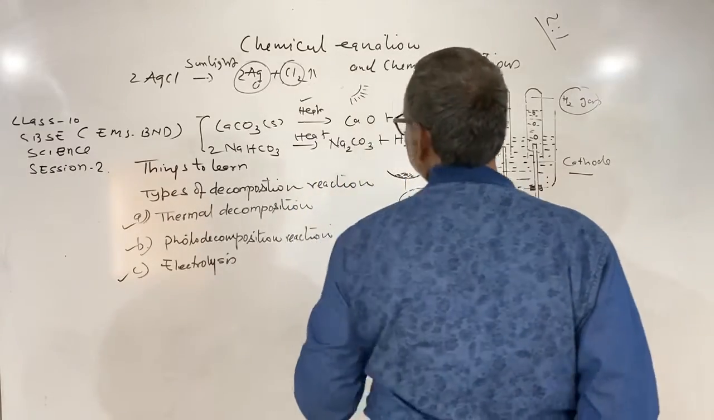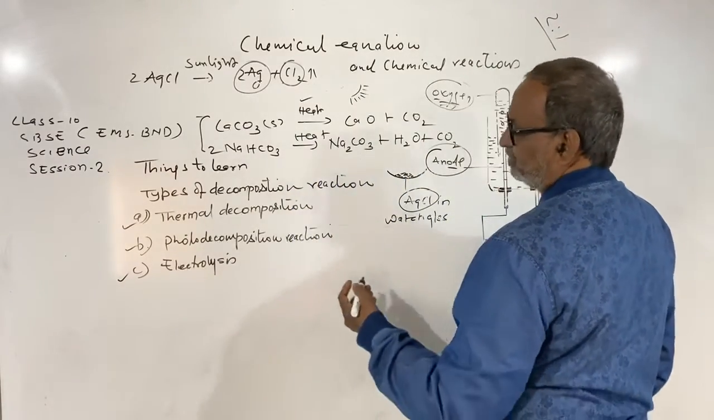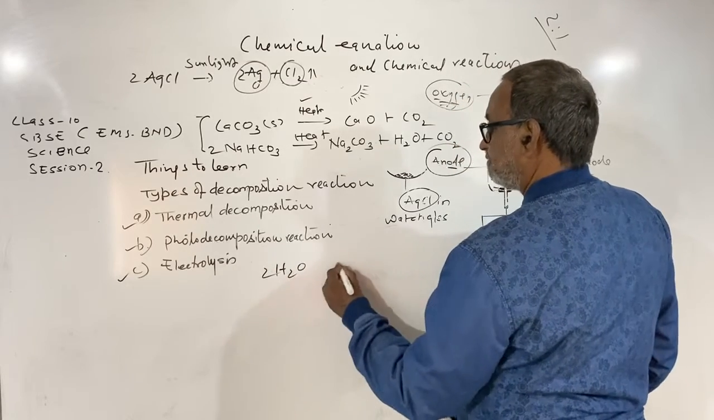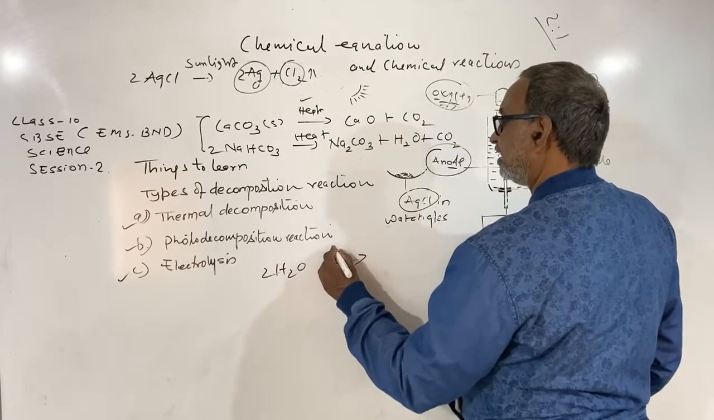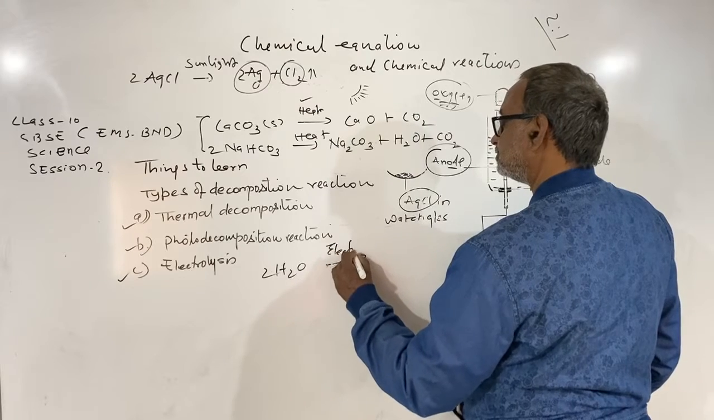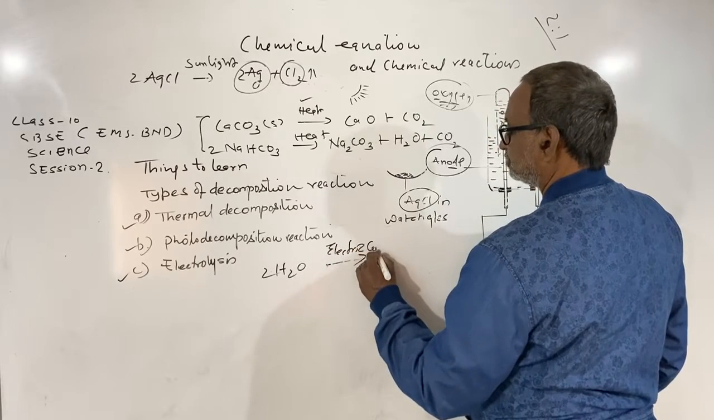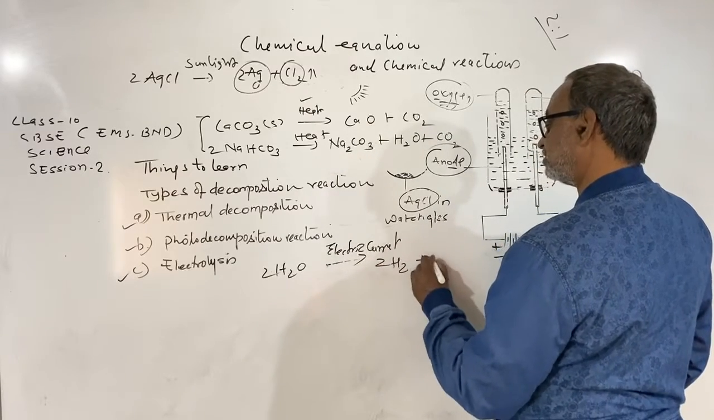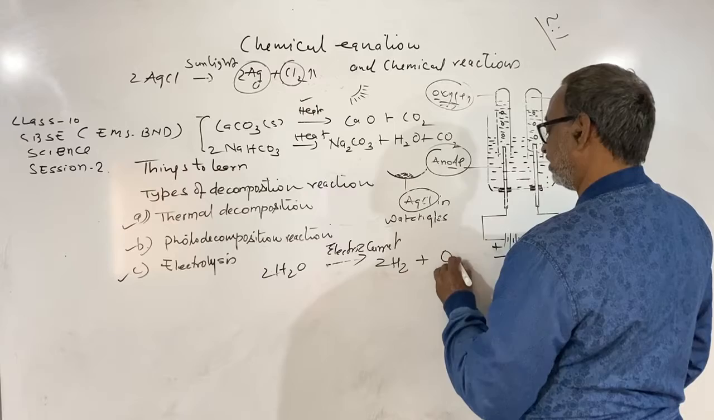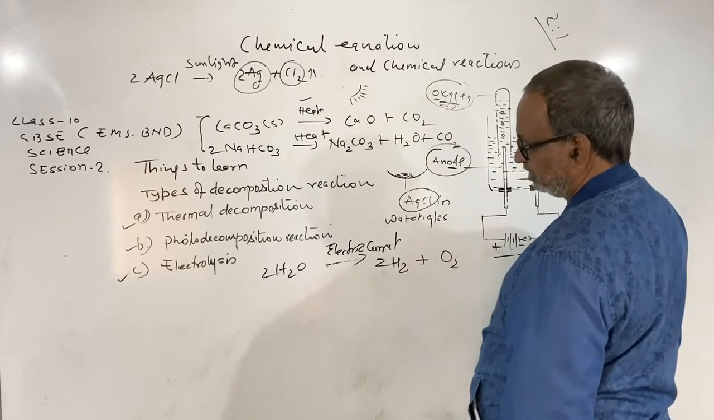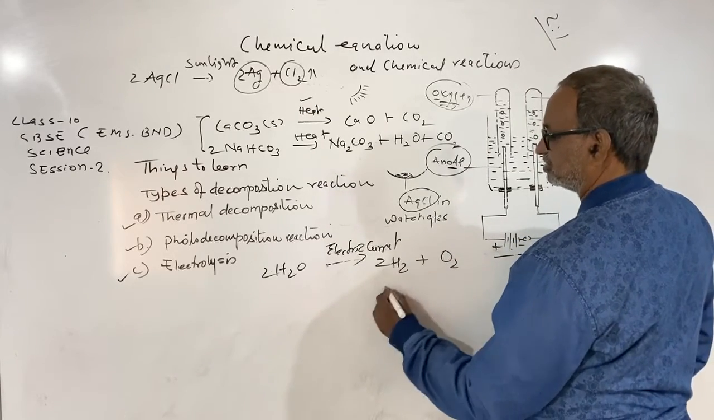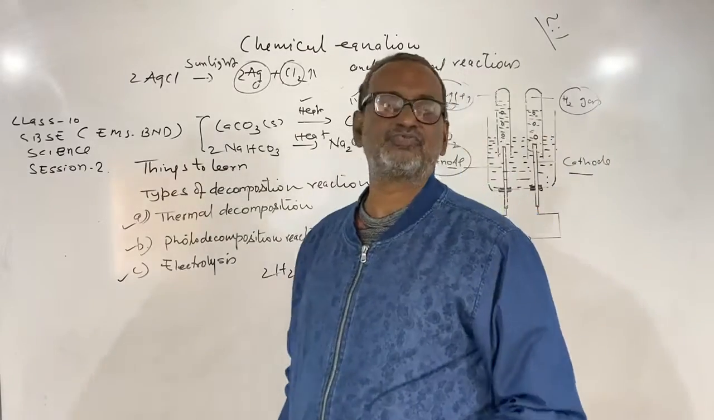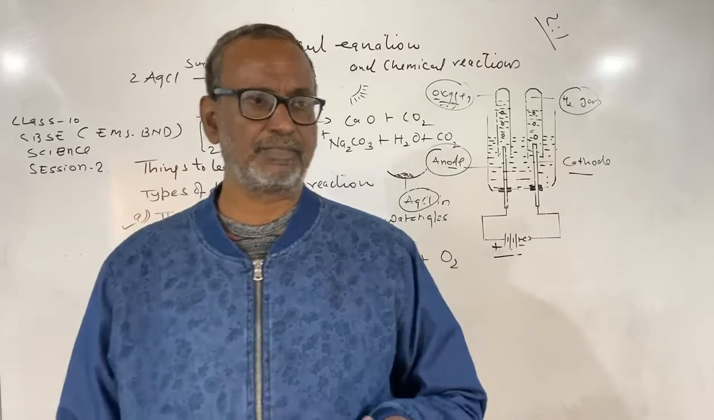So let us represent the reaction with the help of an equation. Water, when subjected to electric current, decomposes into hydrogen and oxygen. And you can see that the hydrogen and oxygen are obtained in the ratio 2:1 by volume.